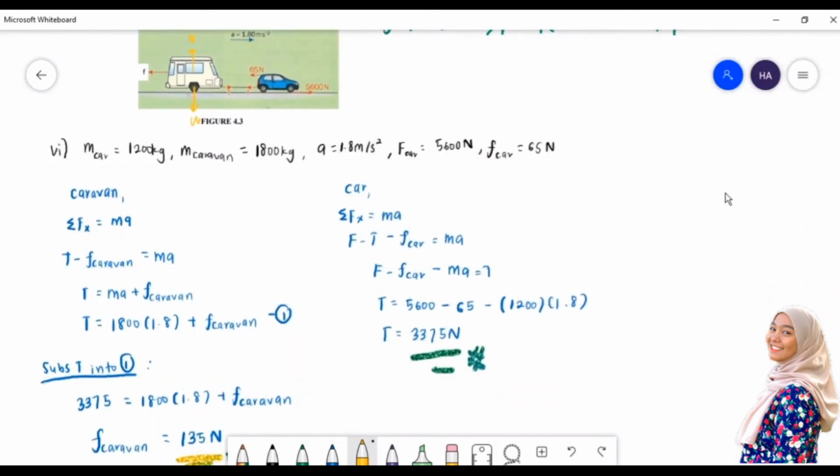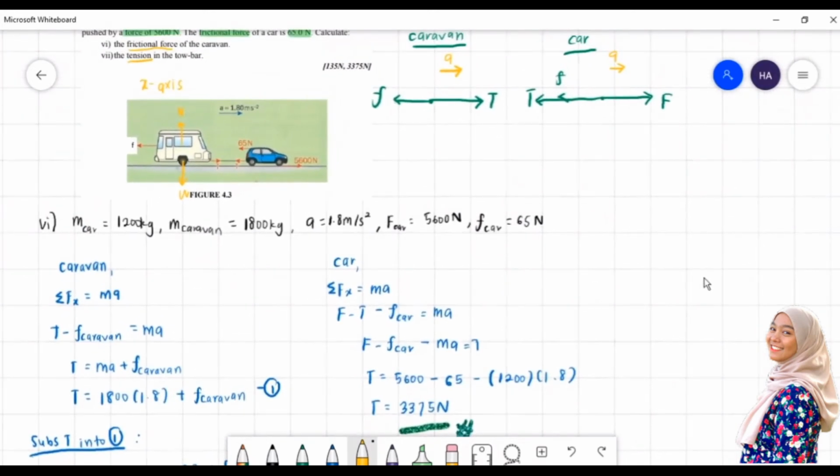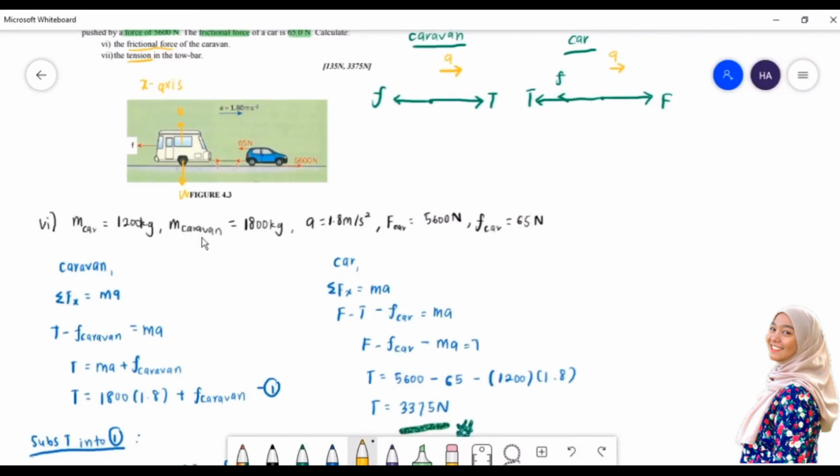So, kita keluarkan semua information yang dia dah bagi. So, dia dah bagi mass of car, mass of caravan, dia bagi acceleration and dia bagi force of car. And lastly, dia bagi frictional force of car. So, kita kira dulu caravan, okay. Disebabkan dia hanya ada pada x-axis, kita ada fx equal to ma sebab dia ada acceleration. So, T minus f caravan equals to ma. Kita tahu frictional force of the caravan.